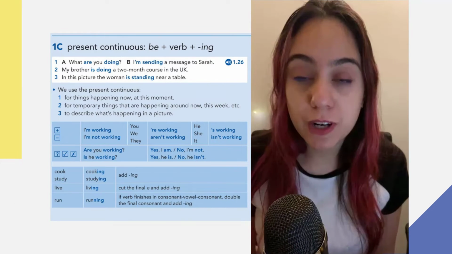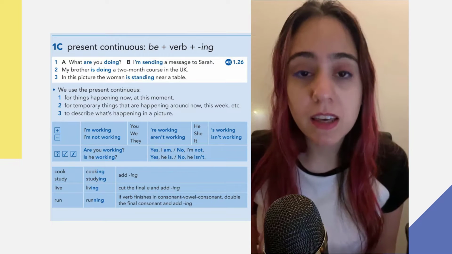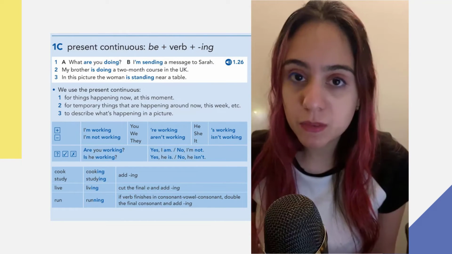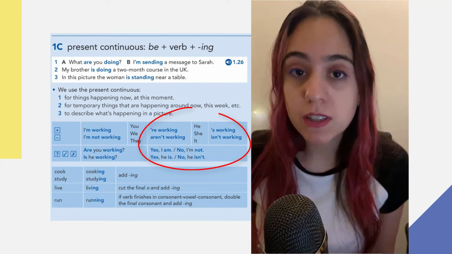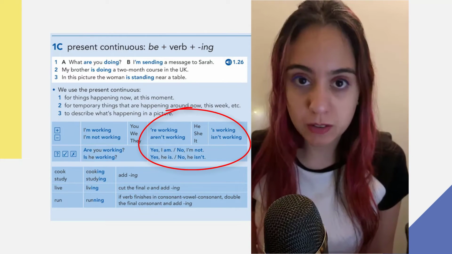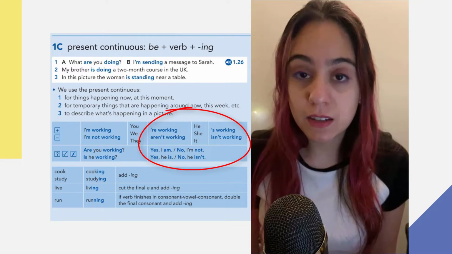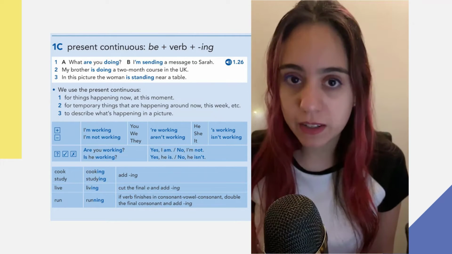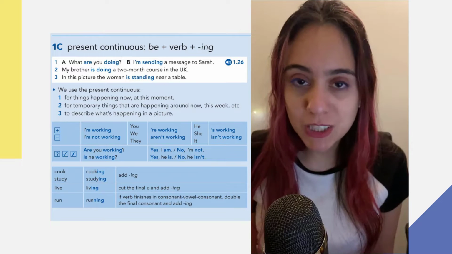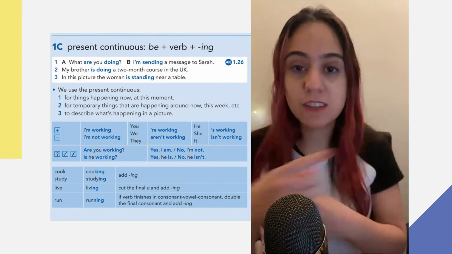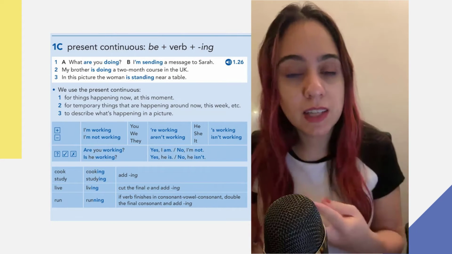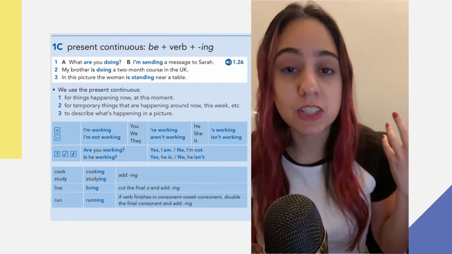That is for affirmative sentences. If we want to make a negative sentence, then we will just put the word not after verb to be. Remember that is not can also be isn't, and are not can also be aren't. And if we want to make a question, we will just invert the order. We will use first verb to be, then the subject, and then the verb in its gerund form.